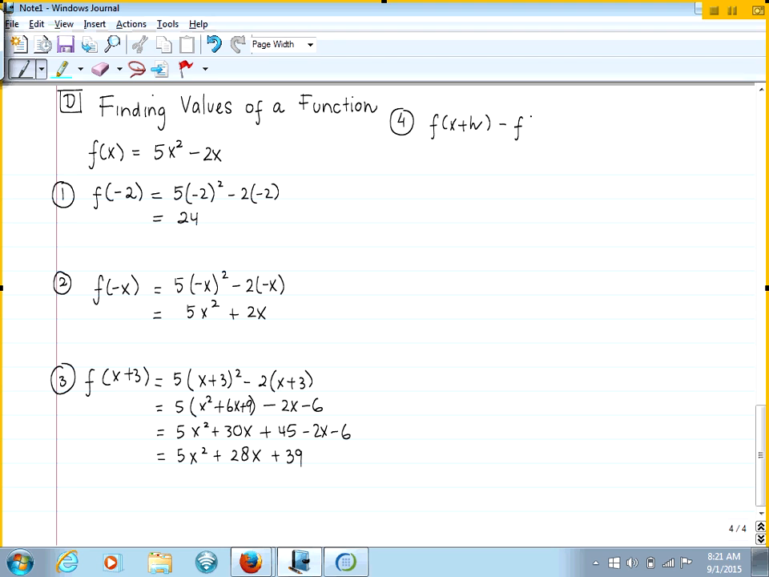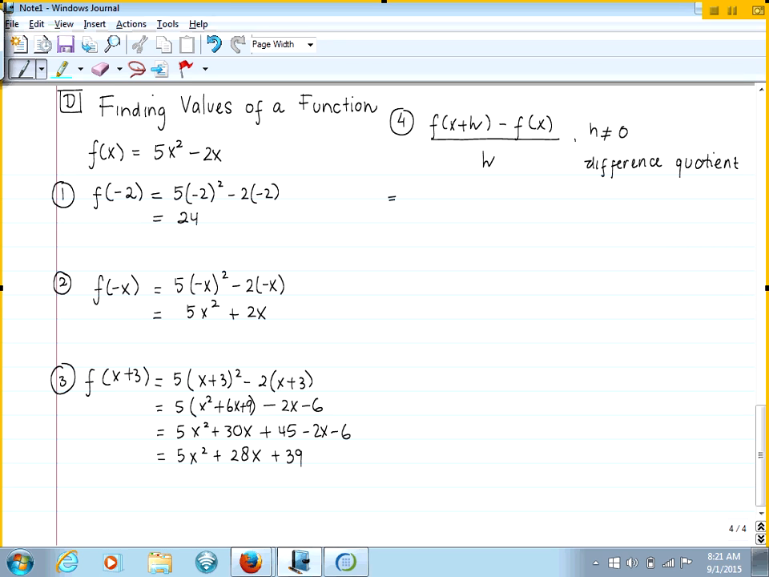Okay. Now, I'd like you to try this one. f of x plus h minus f of x over h. And we are going to say h cannot equal 0, well, because h is the denominator. This is called difference quotient.